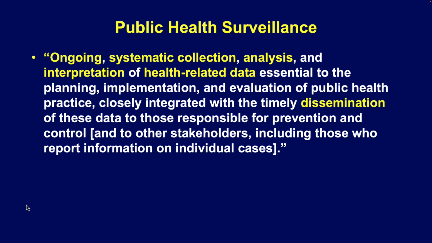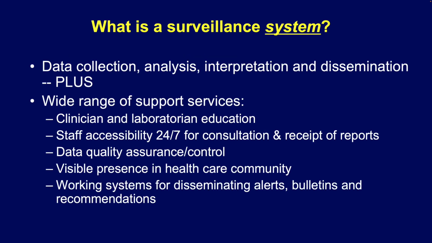Having this in the back of our minds will be useful as we talk about surveillance systems and considerations to take into account when designing them, as well as their attributes, which we'll talk about as well. So that's the definition of public health surveillance. But what is a public health surveillance system? A surveillance system includes many of the things that we mentioned in the definition of public health surveillance, like data collection, analysis, and interpretation and dissemination.